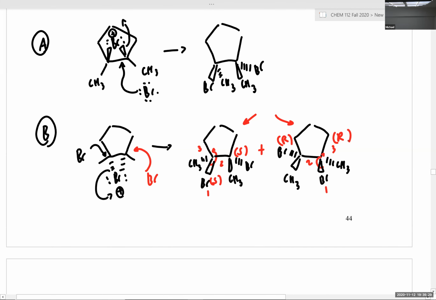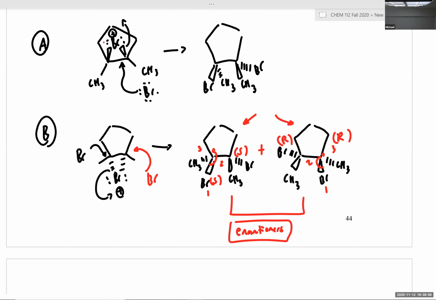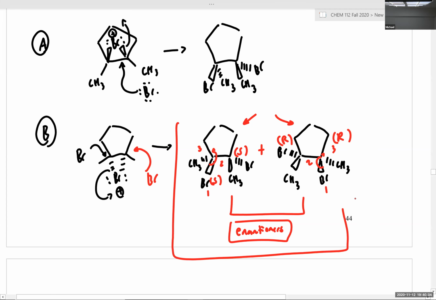So what do we notice for our two possible products, for our two different sites of attack? Are these two products identical or are they enantiomers? Enantiomers. So as we see, depending on the site of attack and depending on the face that our bromonium ion coordinates, we either end up with identical products or a pair of enantiomers. So in turn, from this reaction, we would generate a pair of enantiomeric products.